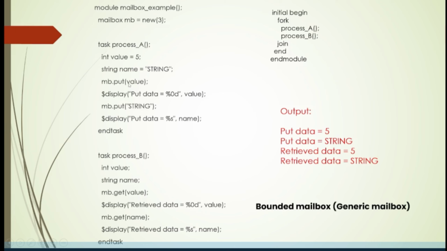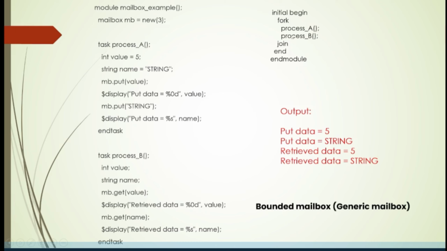Here, you can either give the data type or you can give the value also. Like you can write it as mb dot put name. You can write it as name itself, but there is also one more way: you can give it as name or you can give it as string. So I'm just putting something, I'm getting something, that's it.